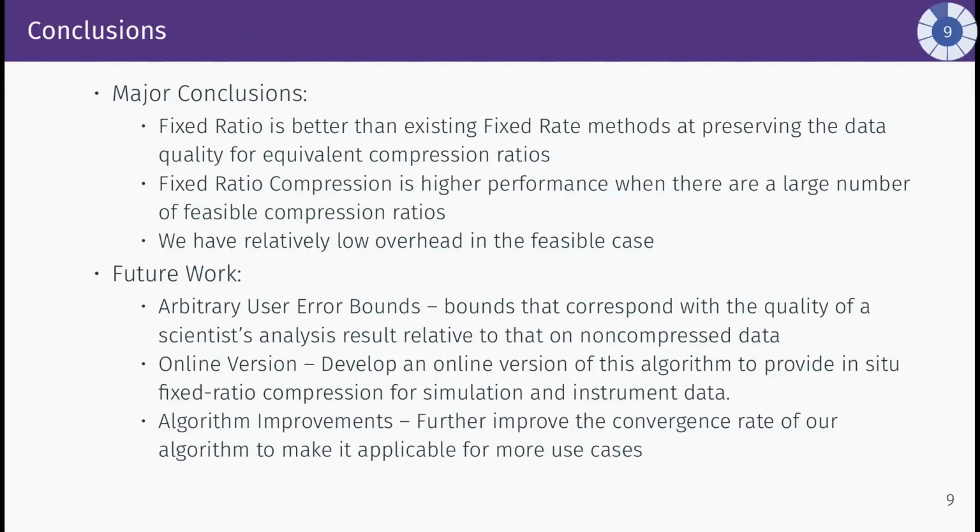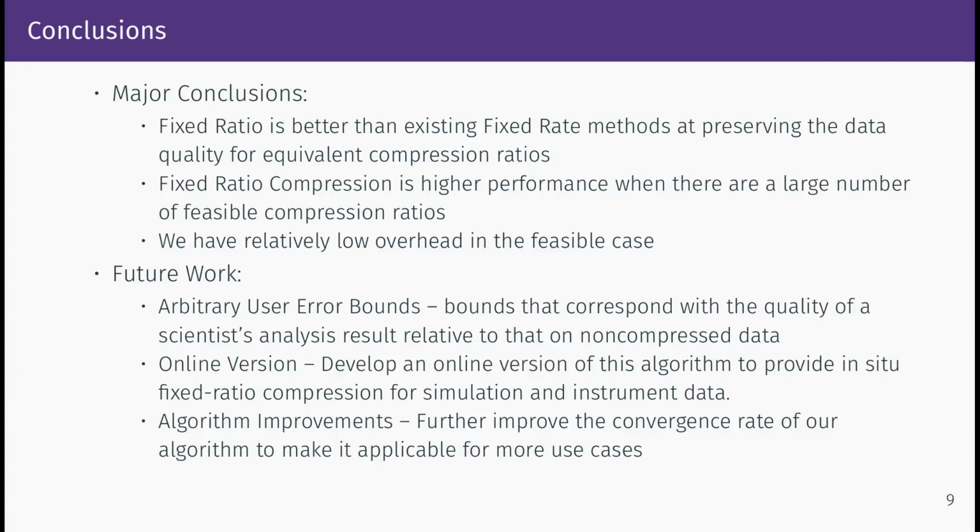So in conclusion, fixed ratio compression is better than the existing fixed rate methods at preserving data quality for equivalent compression ratios. Fixed ratio compression has higher performance when there are a large number of feasible compression ratios. In other words, when there are many feasible compression ratios, the runtime of the algorithm is going to be smaller, as we can typically find them more quickly. And then finally, we have relatively low overhead in the feasible case of approximately 2 times what it would be if we just jumped to the correct error bound without having to do any tuning.